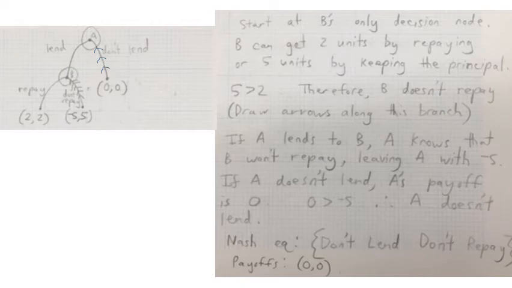But here, the Nash equilibrium, the complete path from terminal node to initial node, is that player A doesn't lend. And then we also delineate that in the Nash equilibrium player B would not repay if they did get the funding.